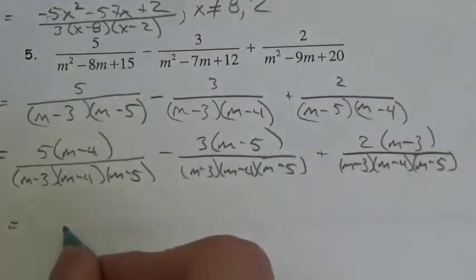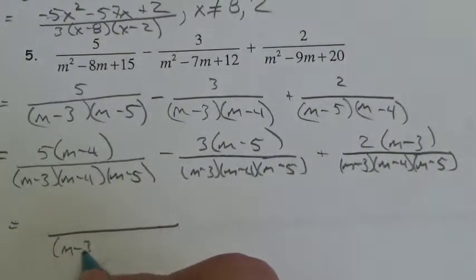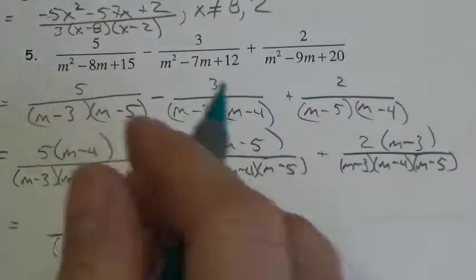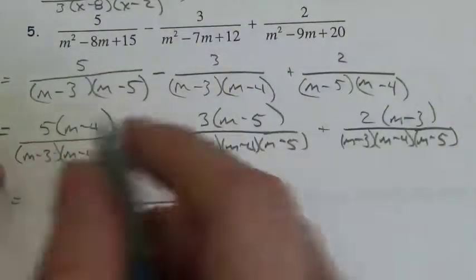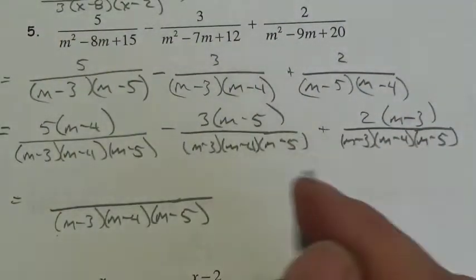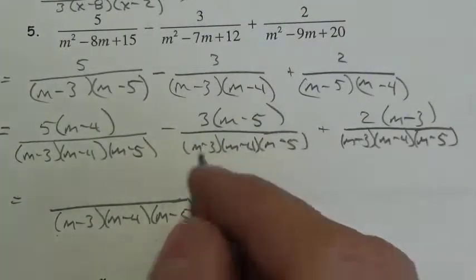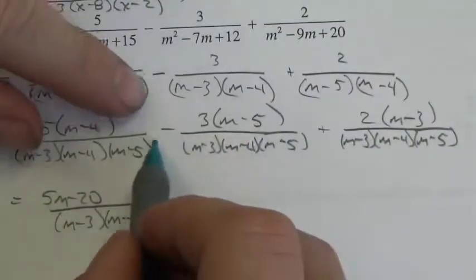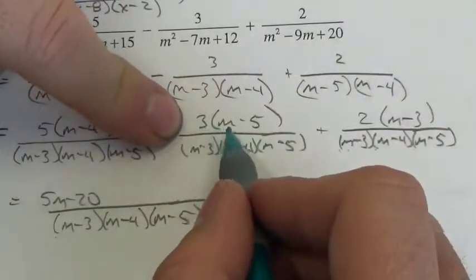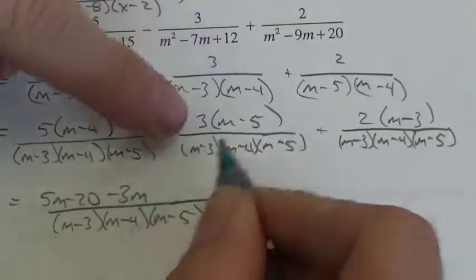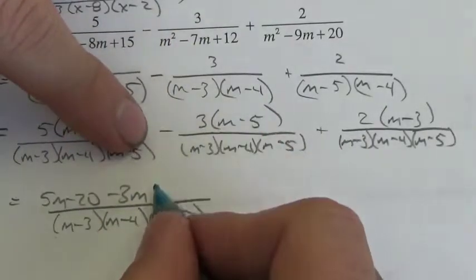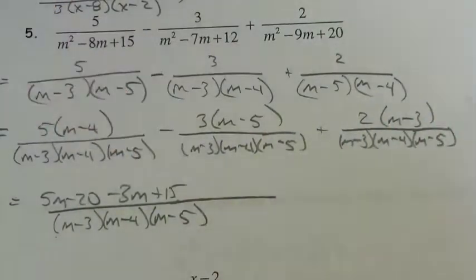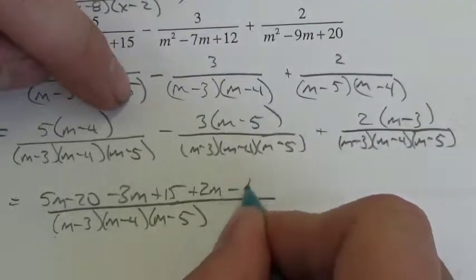So here we go. All of those are over the same denominator, so m minus 3, m minus 4, m minus 5. Now I'm just going to expand the numerator, and this is actually quite easy. They're not even going to end up being quadratic, which is great. This is going to be 5m minus 20. That negative is going to switch the signs, so I'm going to get negative 3m, plus 15. The addition here means that all the signs are going to stay the same, so this will become positive 2m minus 6.